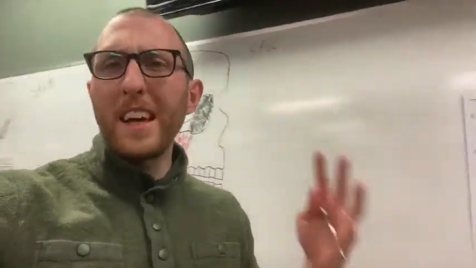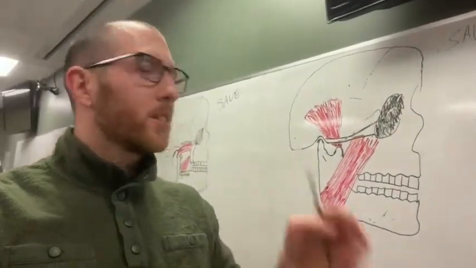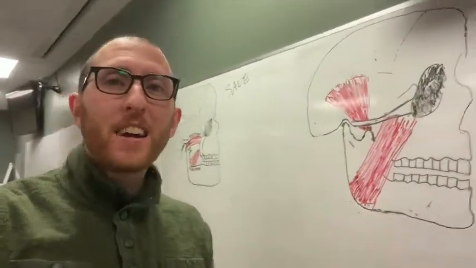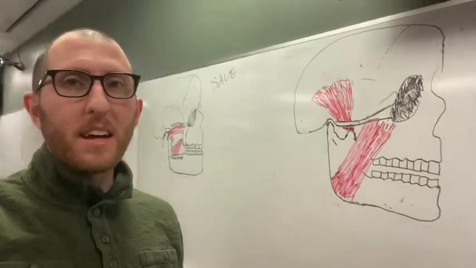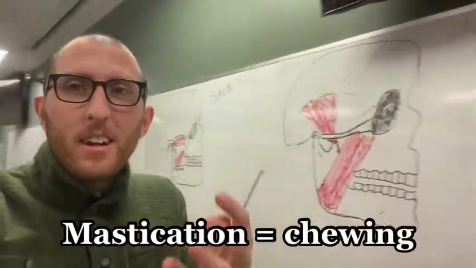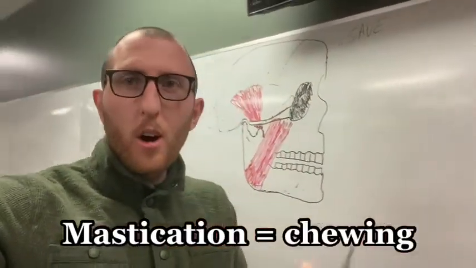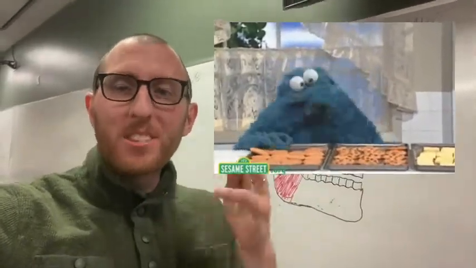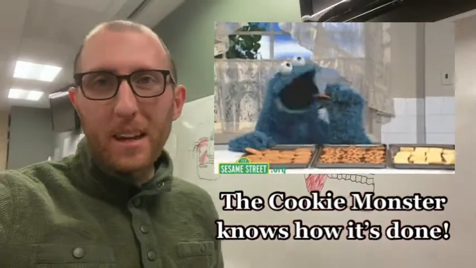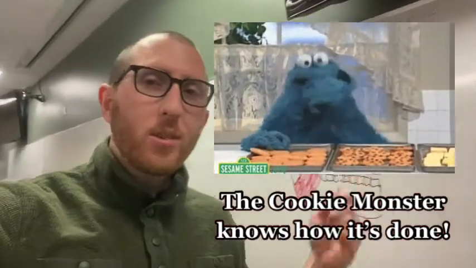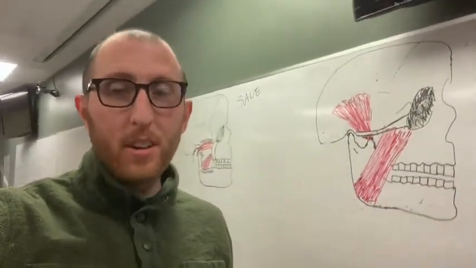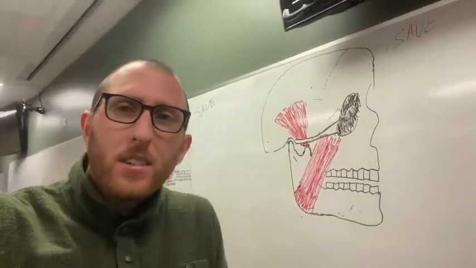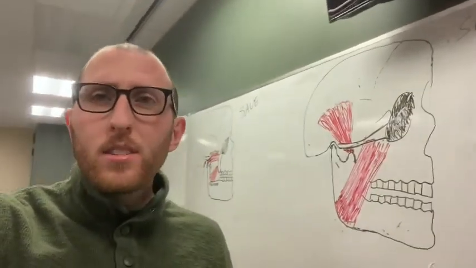All right, but that's only half this video. The other half is to really dive into the actions of the muscles of mastication. Now, mastication means chewing. So when you're moving your jaw up and down and chewing, that's mastication. Each one of these is going to have several functions to it. So how do you know what muscle does what actions?